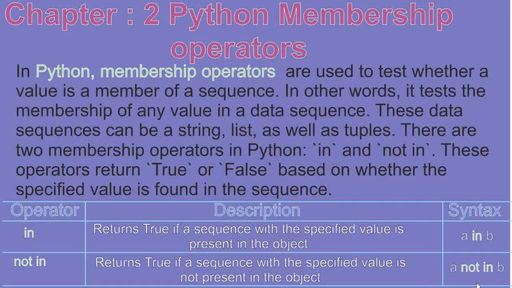Before that, let me say one more thing about these operators. They are commonly used in conditional statements and loops to make decisions based on whether a value is present or absent in a sequence. They are simple yet powerful tools for working with collections of data in Python. Let's see it practically.